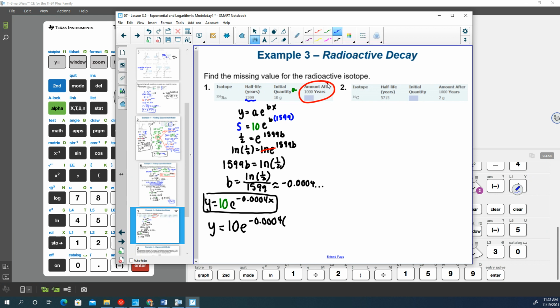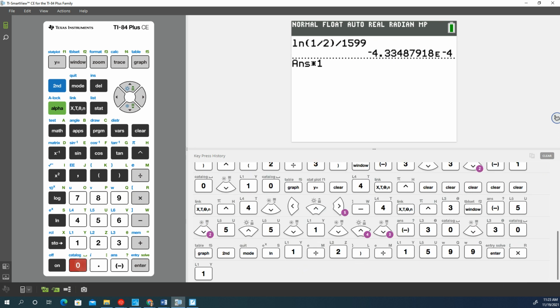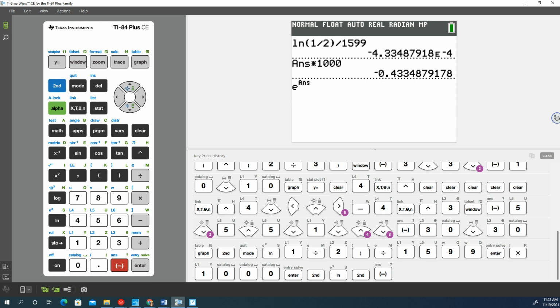$1,000. Okay, so remember I showed you, if you have a follow-up question using your model, now we have that exact decimal. We can times that by 1,000. So I want to do e to that power. So you can hit this button, second answer. It'll feed that in there.